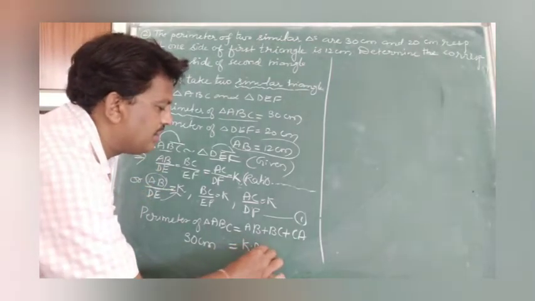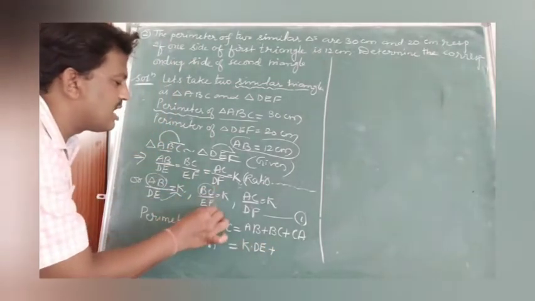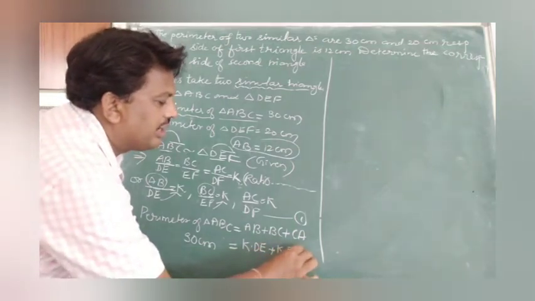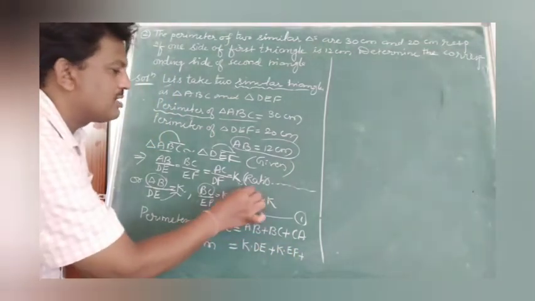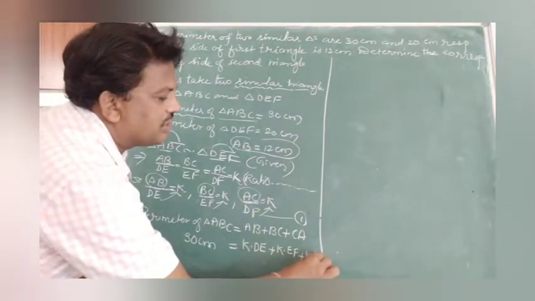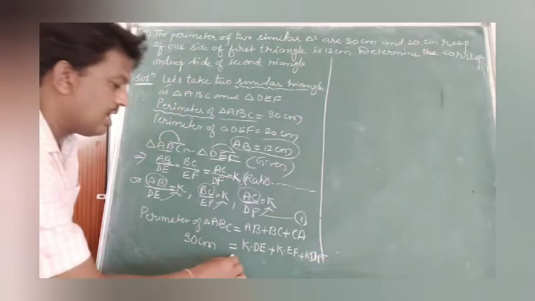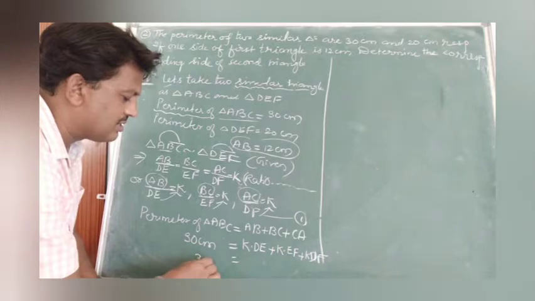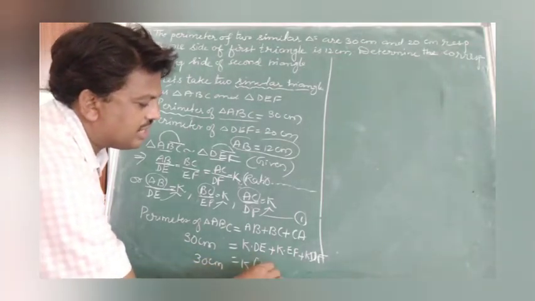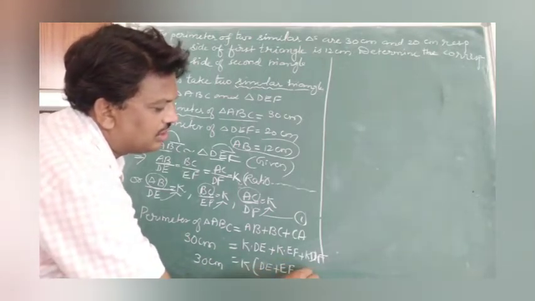K into DE plus similarly BC. This BC is nothing but EF into K, that is K into EF, plus in place of AC, DF into K, so K into DF. K into DF, children. Is anything common here? Yes, K is common. So 30 centimeters equals K into inside DE plus EF plus DF.